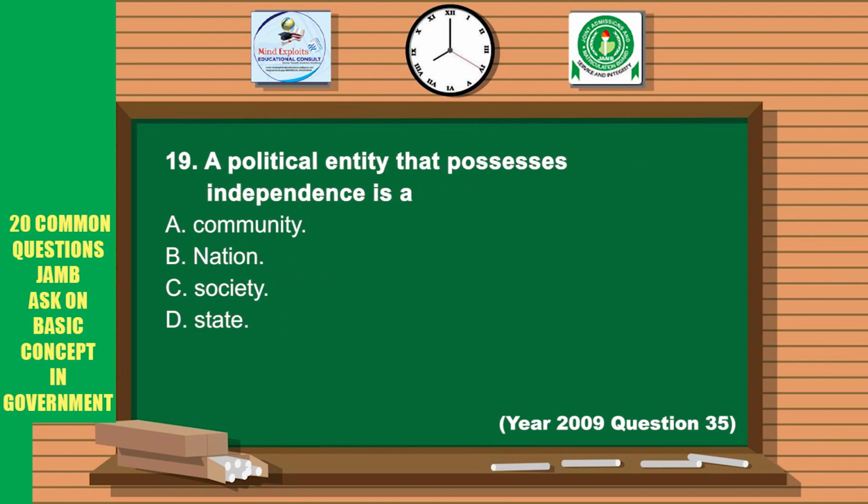Question 19. Let's see what it says. That question was asked as question 35 in the year 2009. So it says that political entity that possesses independence is a community, nation, society, or state. So the answer here is D. You can see how the question keeps reoccurring in different ways. A political entity that possesses independence is a state. So that is the right answer.